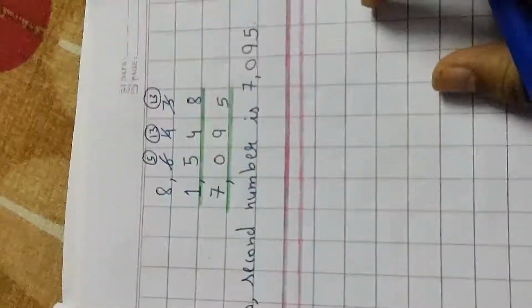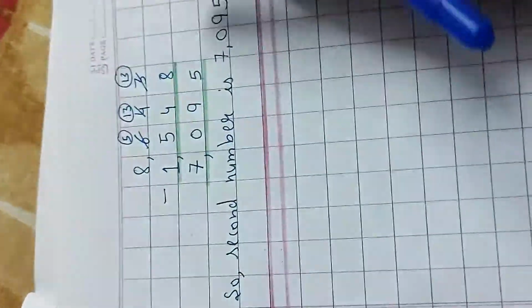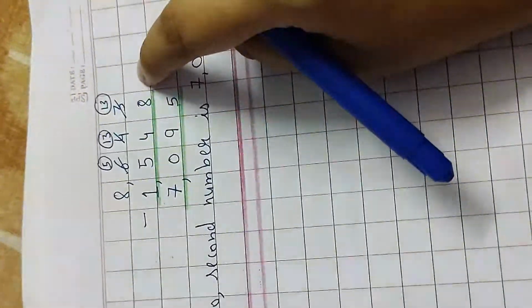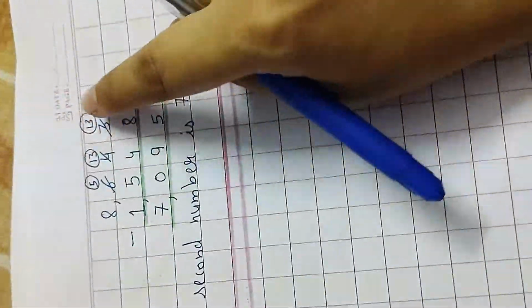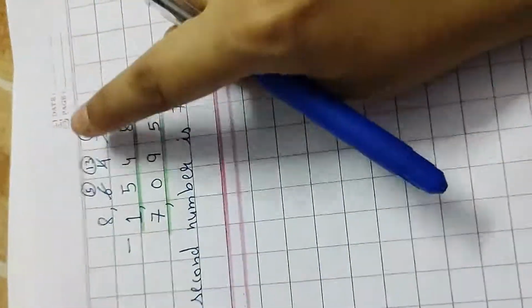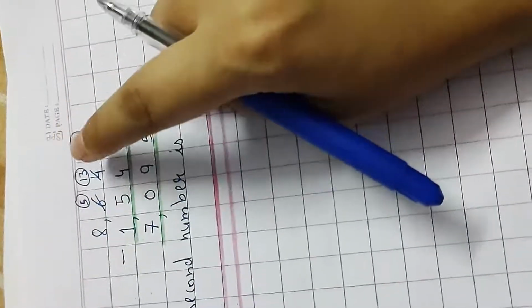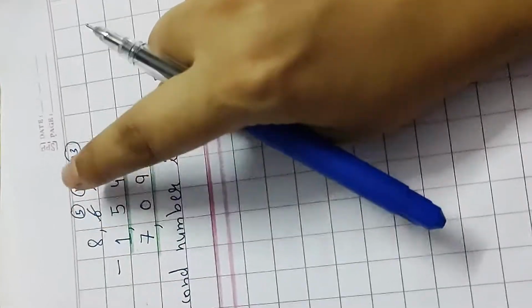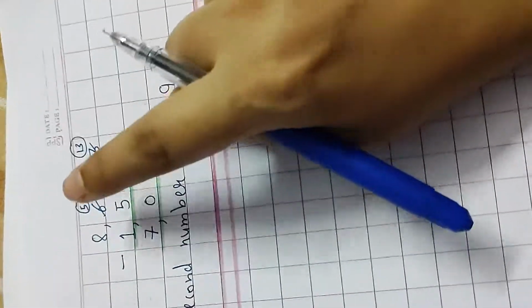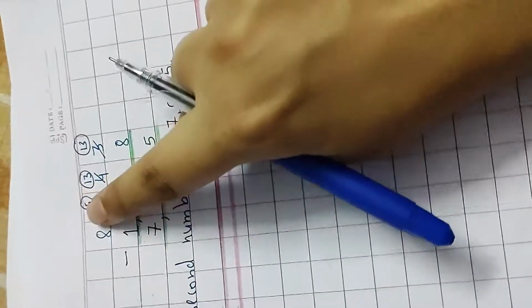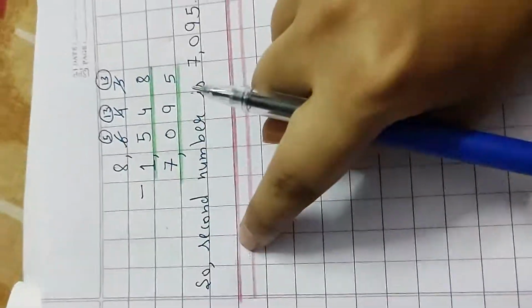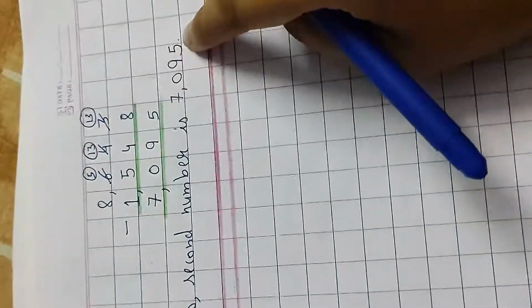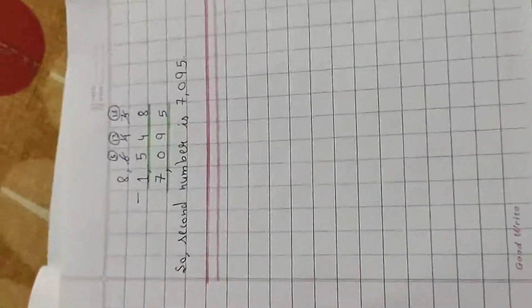So then afterwards what you will do is 13 minus 8 is 5. We have taken one from here, as 3 minus 8 is not possible. Then this has become 3. 3 minus 4 is again not possible, so we will borrow. 13 minus 4 is 9. Then 5 minus 5 is 0 and 8 minus 1 is 7. So the second number is 7095. So by this we have finished our exercise.